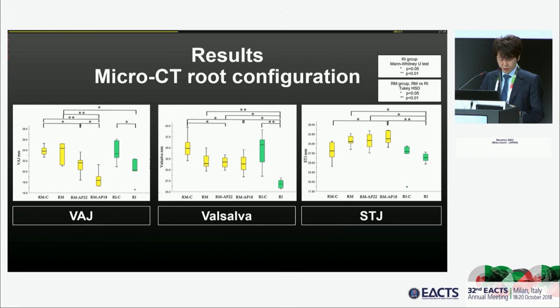The result shows VAJ and Valsalva diameter reduction from the control models in the ESA group and the reimplantation. The ESA groups were both comparable to the reimplantation in terms of VAJ diameter. All remodeling groups observed larger diameter for both the Valsalva and the ST junction diameter.